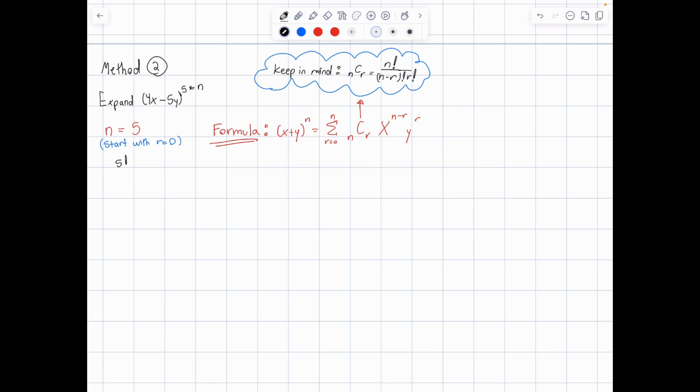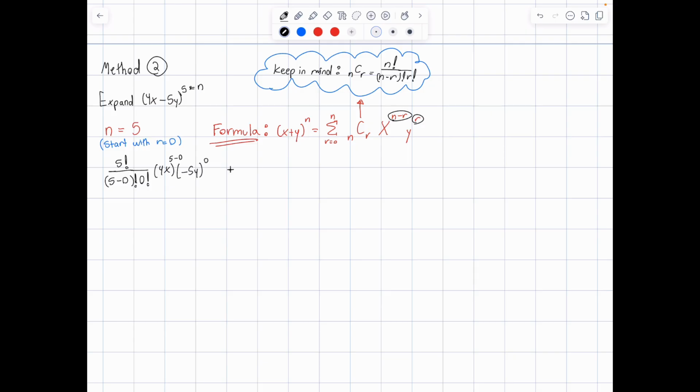So 5 factorial over 5 minus 0 factorial, 0 factorial, because 0 is our r. And then we're going to write in our x and our y. So our x is going to be 4x. Our y is going to be negative 5y. And then if we see here, we have n minus r and r. So our r is now 0. And n minus r is 5 minus 0. There. That's the first part.